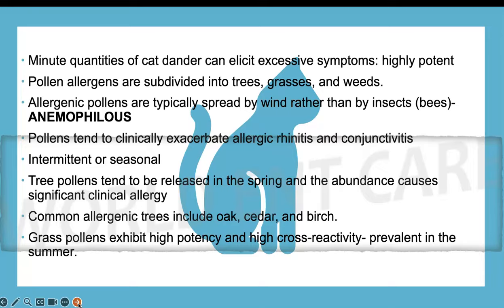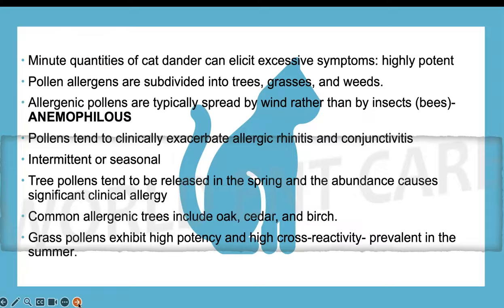Now, pollens are relatively large airborne particles, and because they are large in size, they tend to have more impact on the nose and conjunctiva rather than the lower airways, because larger particles cannot reach the lower airways. Because of this, pollens tend to clinically exacerbate allergic rhinitis and conjunctivitis, while smaller mite, dander, and mold allergens play a larger role in causing lower respiratory tract symptoms like asthma. Pollen allergy tends to be intermittent or seasonal.